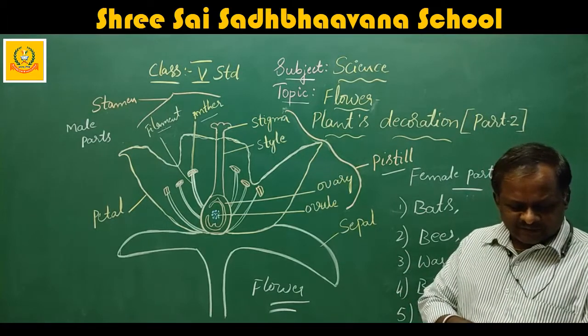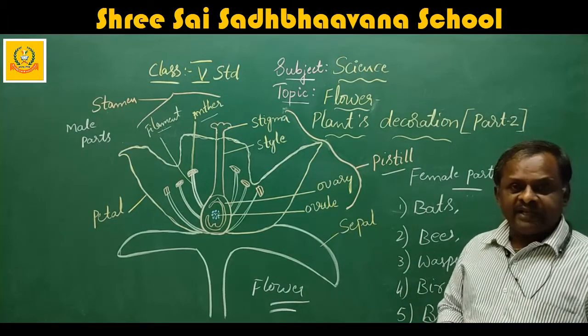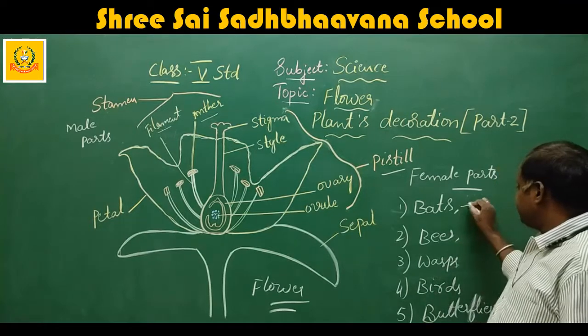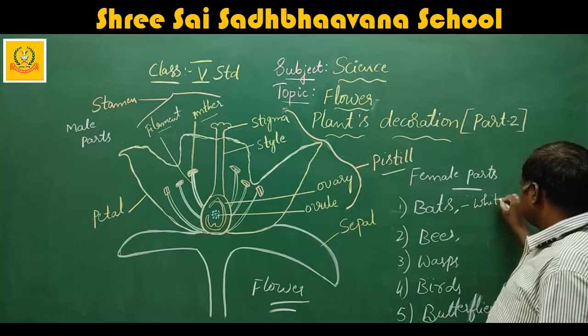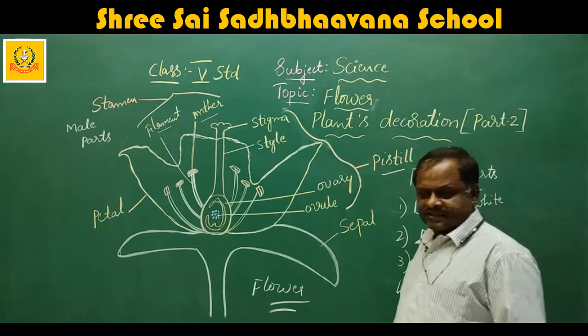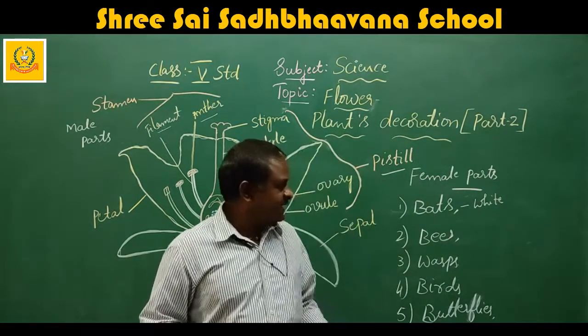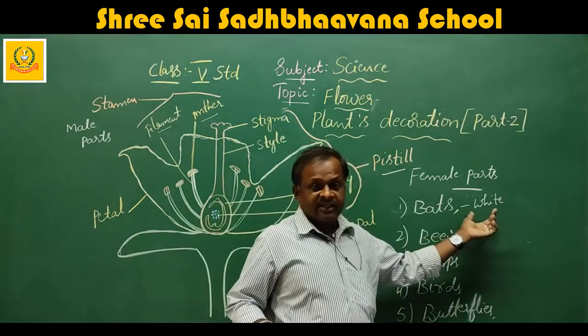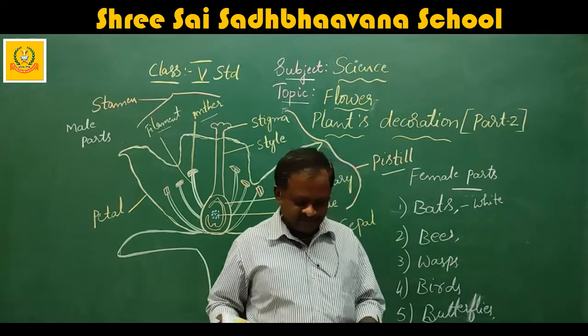They are attracted to flowers that are white or pale in color. The flowers which attract bats are white flowers only.